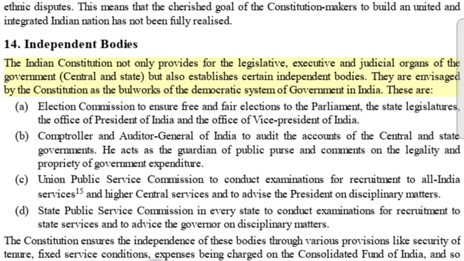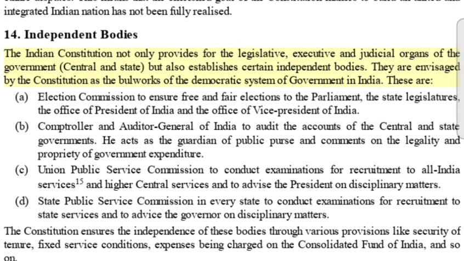14. Independent bodies. The Indian Constitution not only provides for the legislative, executive and judicial organs of the government, central and state, but also establishes certain independent bodies. They are envisaged by the Constitution as the bulwarks of the democratic system of government in India. These are: a. Election Commission to ensure free and fair elections to the Parliament, the state legislatures, the Office of President of India and the Office of Vice President of India. b. Controller and Auditor General of India to audit the accounts of the central and state governments. He acts as the guardian of public purse and comments on the legality and propriety of government expenditure.